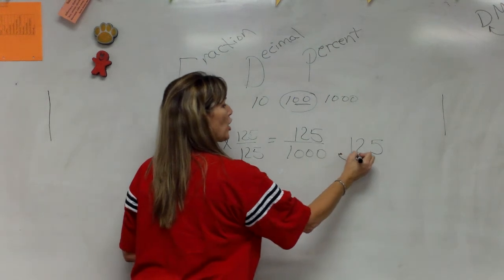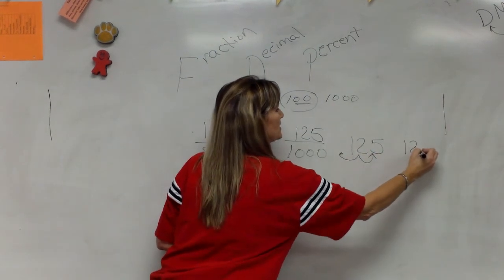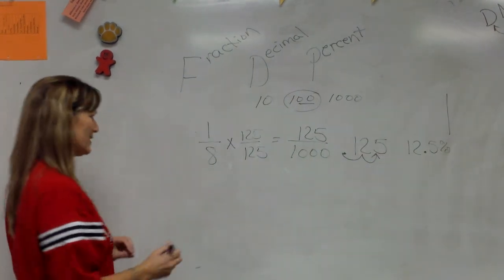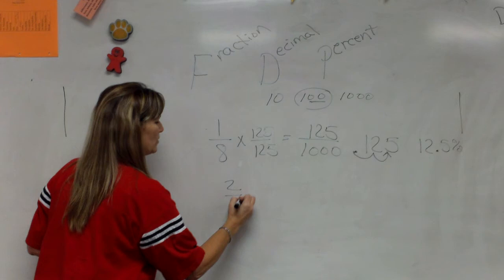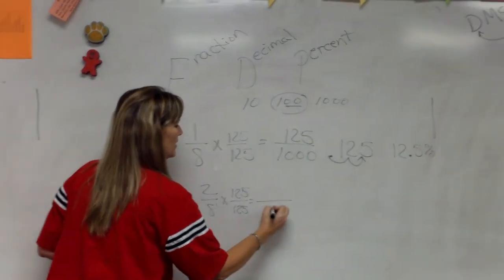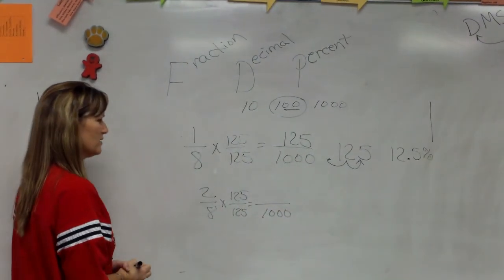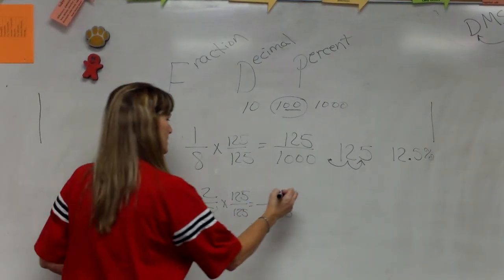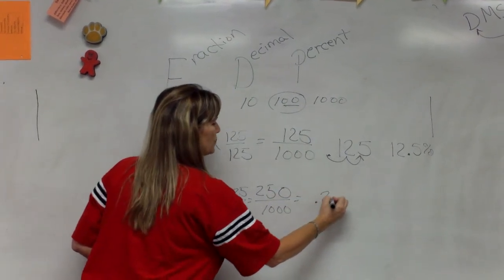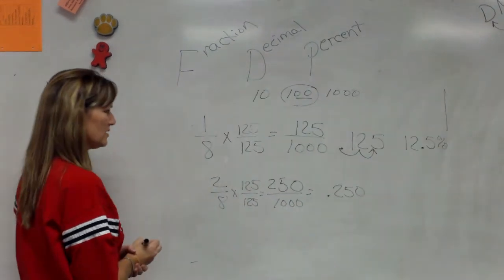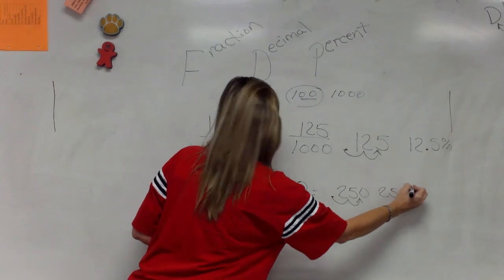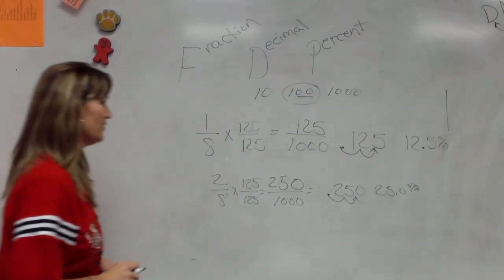If I want a percent, 2 places to the right, 12.5%. Again, if there is an 8, all you have to do is multiply by 125 over 125, because 8 times 125 is 1,000. Then I say 2 times this number. That's 250 thousandths. And I'm going to move my decimal 2 places. 25.0, yep, 25%.